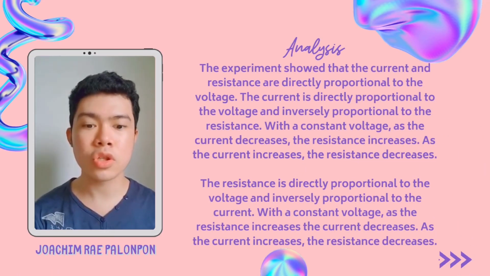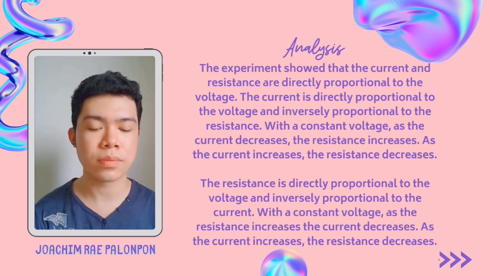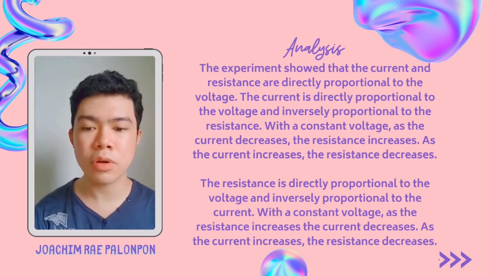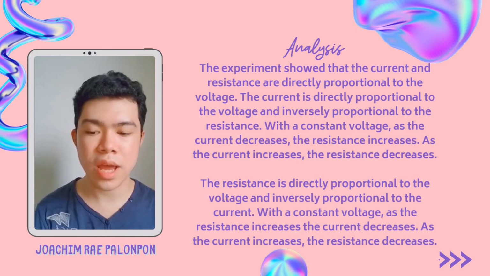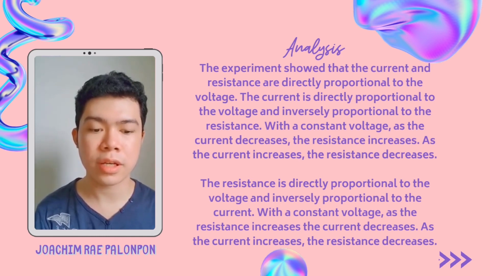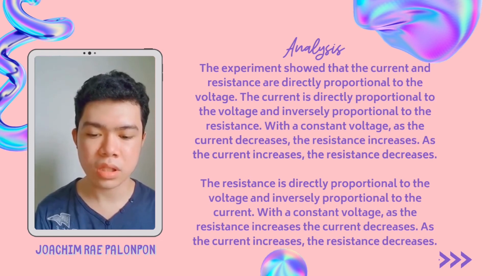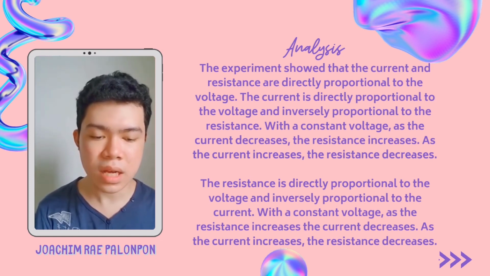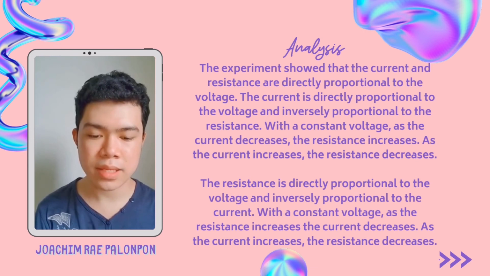The experiments showed that the current and resistance are directly proportional to the voltage. The current is directly proportional to the voltage and inversely proportional to the resistance. With a constant voltage, as the current increases, the resistance decreases. The resistance is directly proportional to the voltage and inversely proportional to the current. With a constant voltage, as the resistance increases, the current decreases. As the current increases, the resistance decreases.